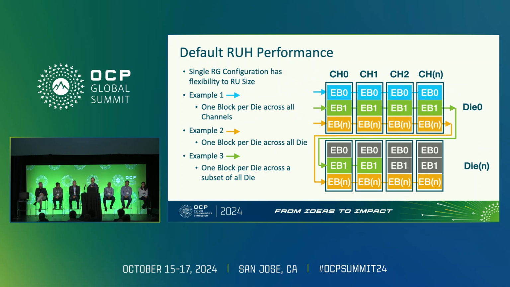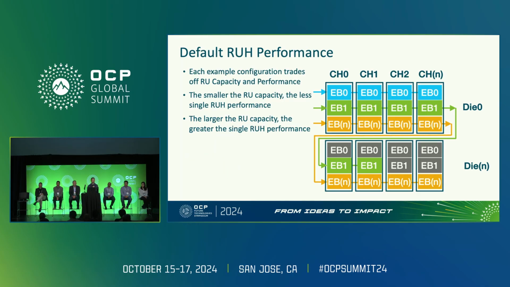For the single reclaim group configuration, there's a lot of flexibility toward defining a reclaim unit size. Example 1 is a small configuration shown in blue, where you've got 1 block per die across all the channels. Example 2 is a super block configuration shown in orange, which is 1 block per die across all the die. And example 3 is a proposed configuration shown in green. That's 1 block per die across a subset of all the die.